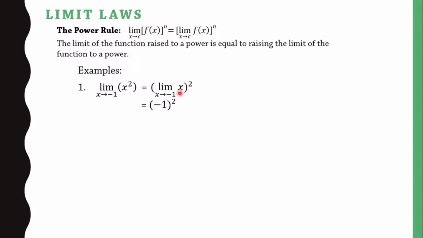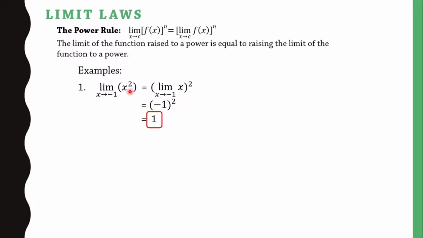Remember, the identity rule tells us that if we have limit of x as x approaches c, then the answer will be c. So, limit of x as x approaches -1 is -1. Then we raise -1 to 2, or that's -1 squared. -1 squared is -1 times -1, or that is equal to 1.